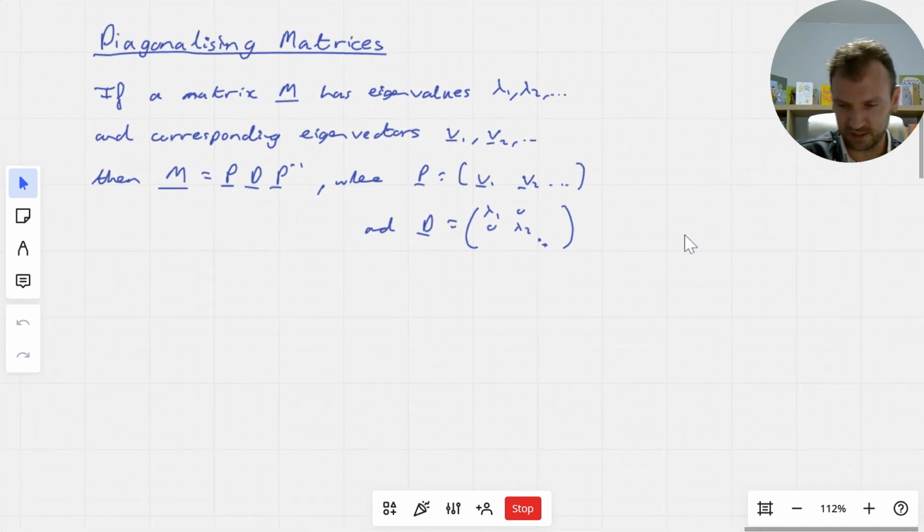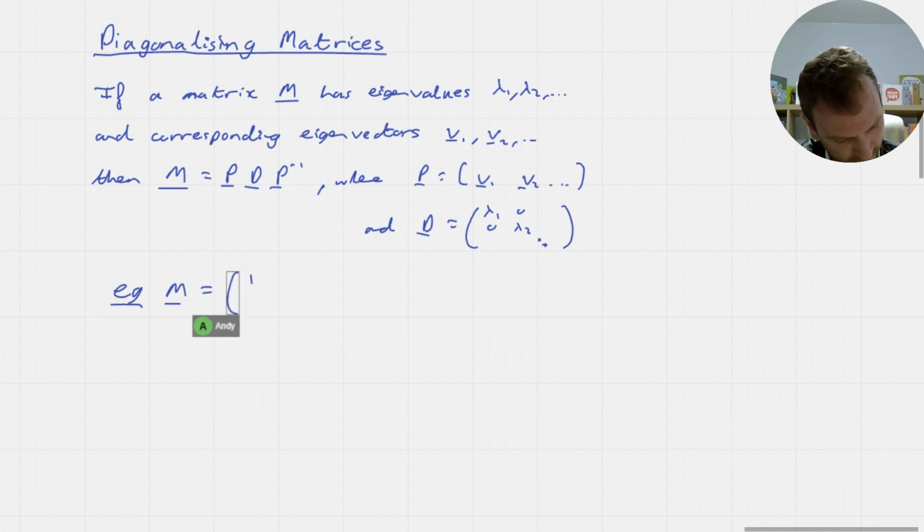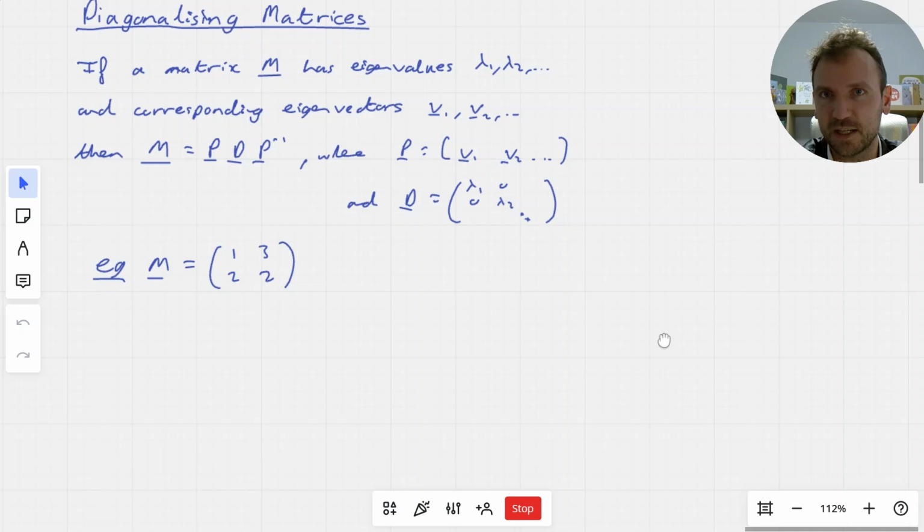So the example I want to look at, I'm going to give you just a 2x2 matrix to save all the hassle that comes with looking at 3x3 eigenvectors. And I'm going to tell you that M is equal to matrix 1, 3, 2, 2. And the first thing we want to do, whenever we're trying to do this, we're trying to find P and D. So we want to find the eigenvalues and the eigenvectors. So we'll start off with a reminder how to do that.